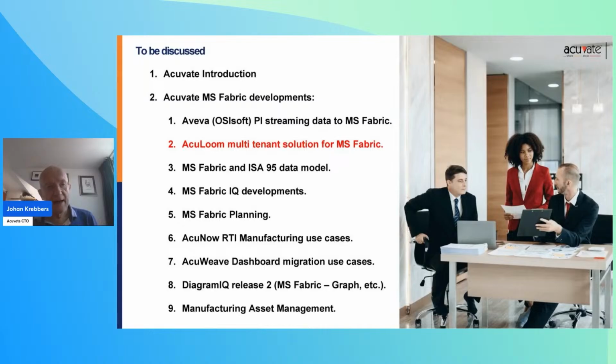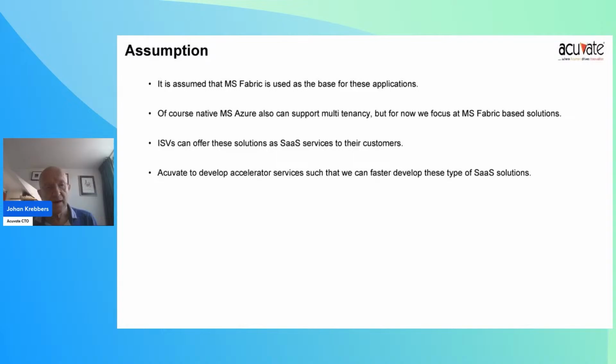Let's now talk about AccuLoom. AccuLoom is a very new accelerator we have, and it's really for you to help with the development of multi-tenant solutions for Fabric. When is it relevant? Let's assume you're a software company and you bring software solutions to the market and you want to run these solutions for your customer. We have customers doing that.